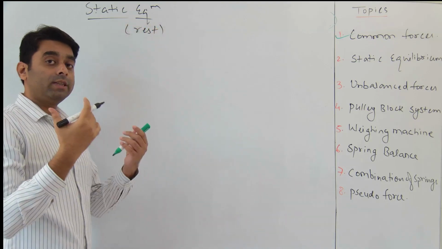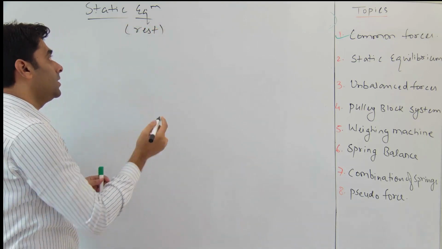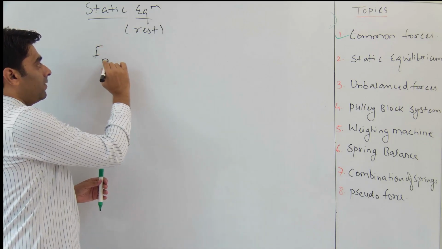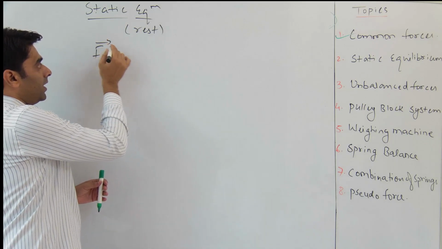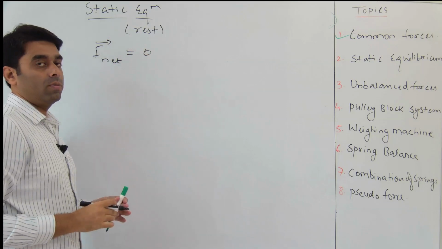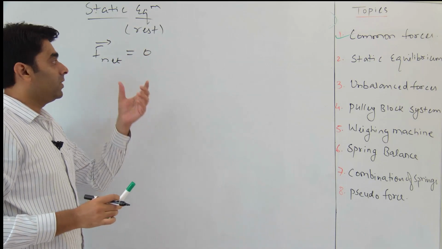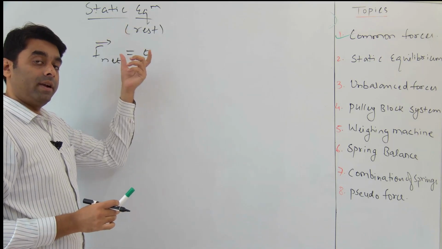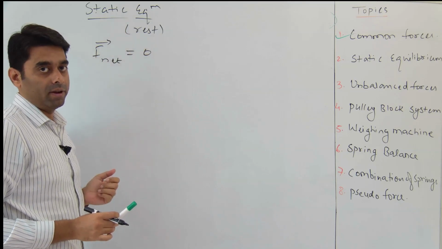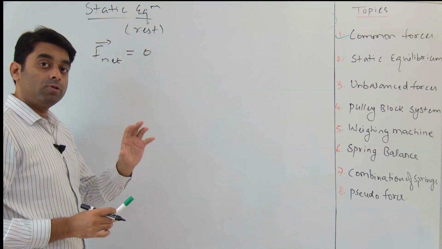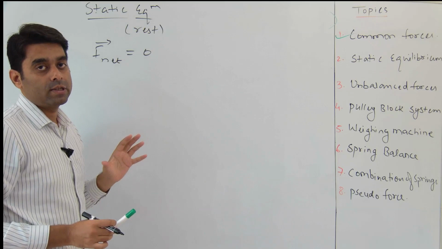In general, what is the condition of equilibrium? The condition of equilibrium is F net equals 0. Whenever the summation of forces on a body is 0, we say that your body is in equilibrium, and when it is at rest, it is static equilibrium, right? F net equals 0. We also say that F net equals 0 means forces are balanced.